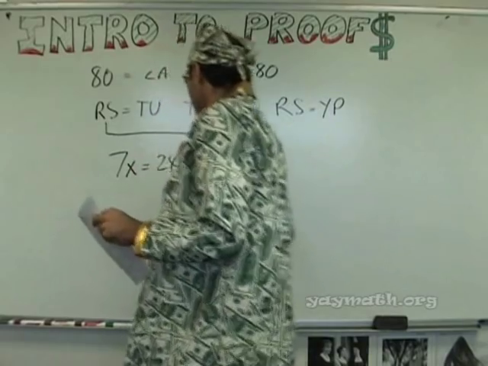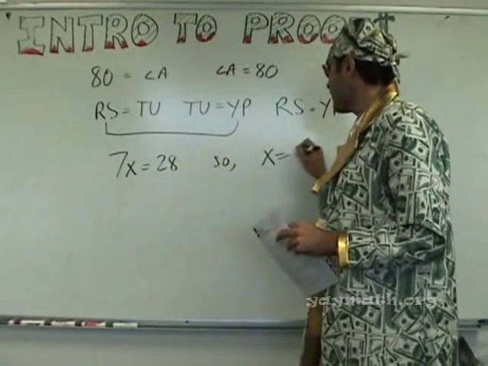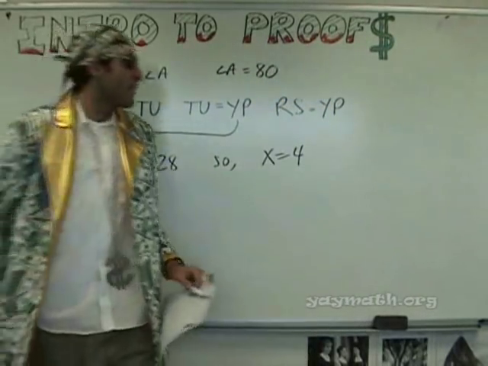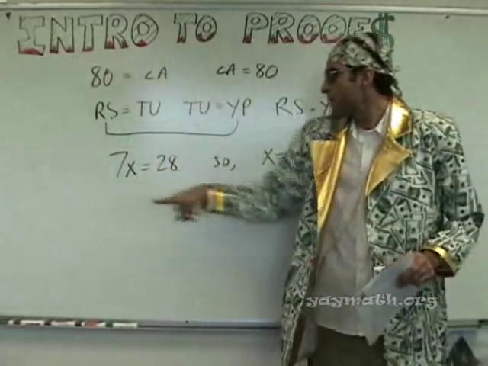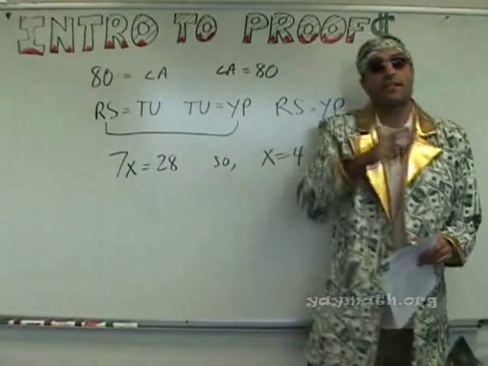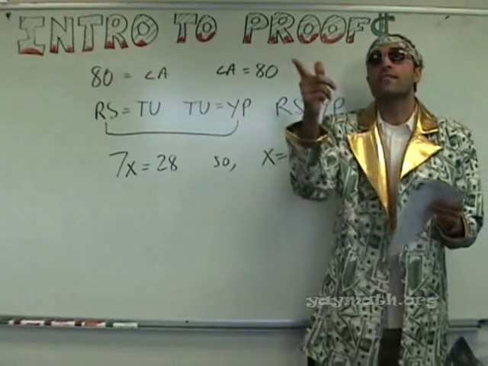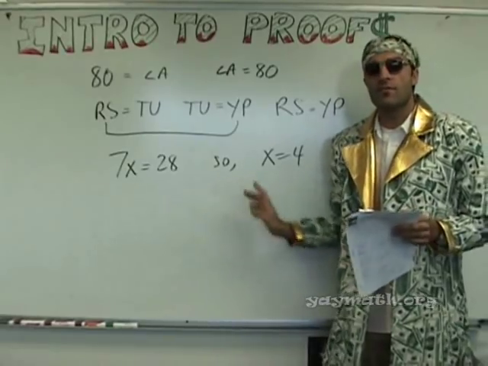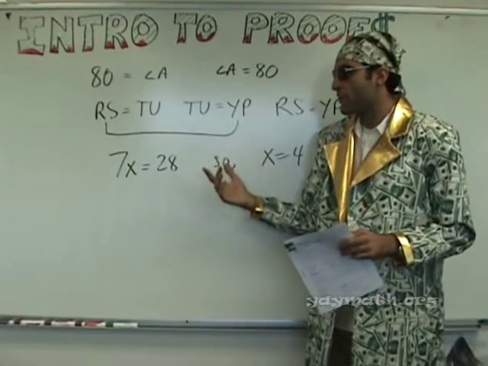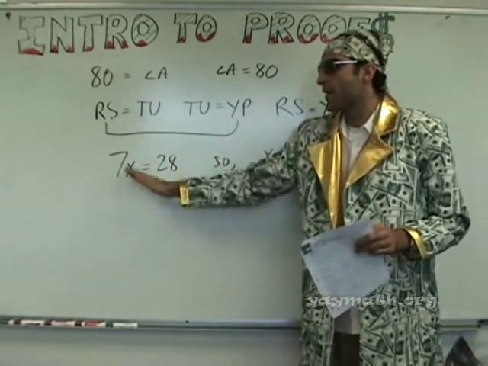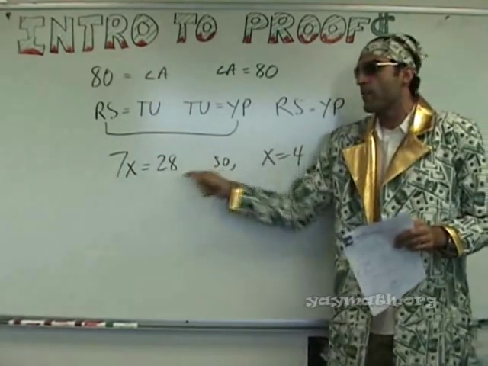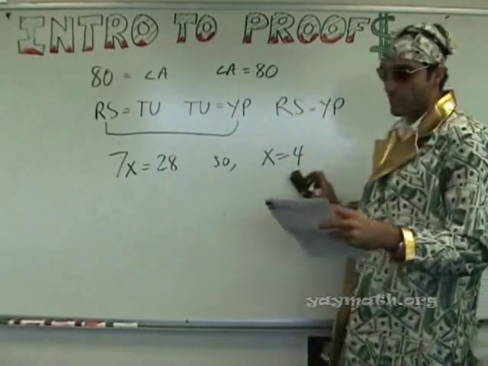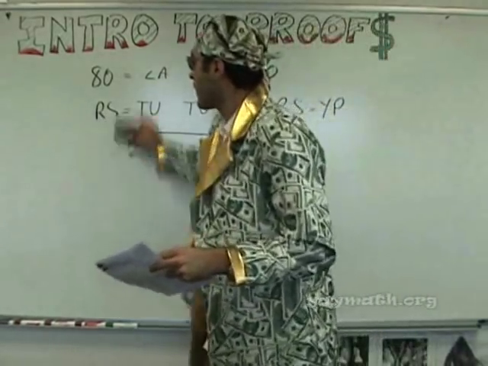7x equals 28, so x equals 4. Now, here's the question about proofs. What changed from this statement to this statement? What did we do algebraically? We solved it by isolating x, by dividing both sides by 7. So this will be the division property. The way you want to start thinking about proofs is, what did I do to get from here to here? I used division. I divided both sides by 7. So which one's this called? Division. That's right.